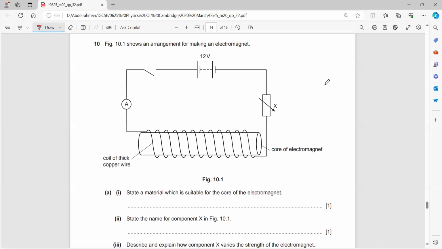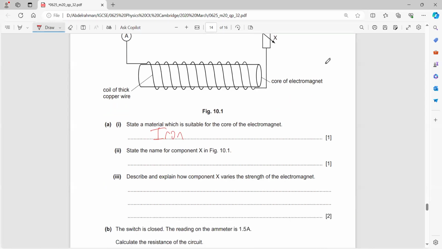State a material which is suitable for the core of the electromagnet. Iron. State the name for component X in figure 10.1. Variable resistor.